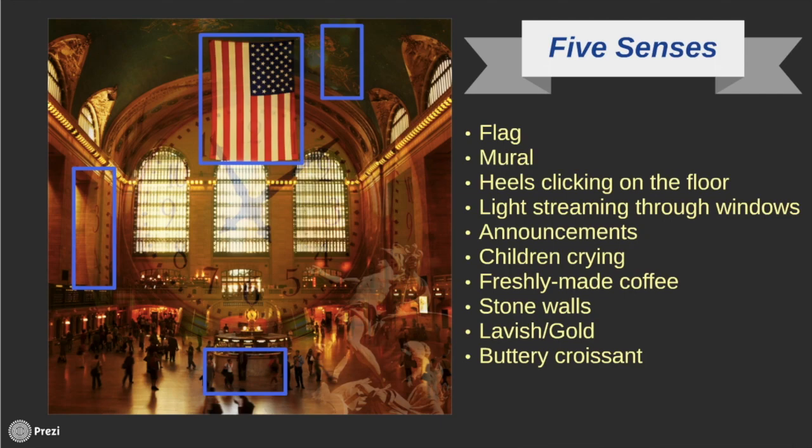So here I've just focused on the flag, the mural on the top of the roof, the light coming through the windows and the people rushing about, okay? So I've literally just listed these things. Now this is the content for your answer, okay? So that's what you need to think about, is what content am I going to include? And you can plan that content just by using the 5 senses.